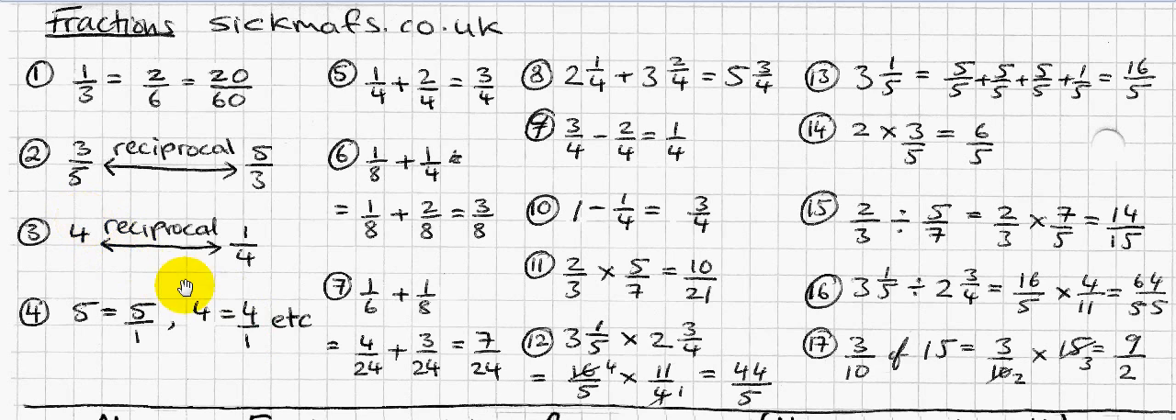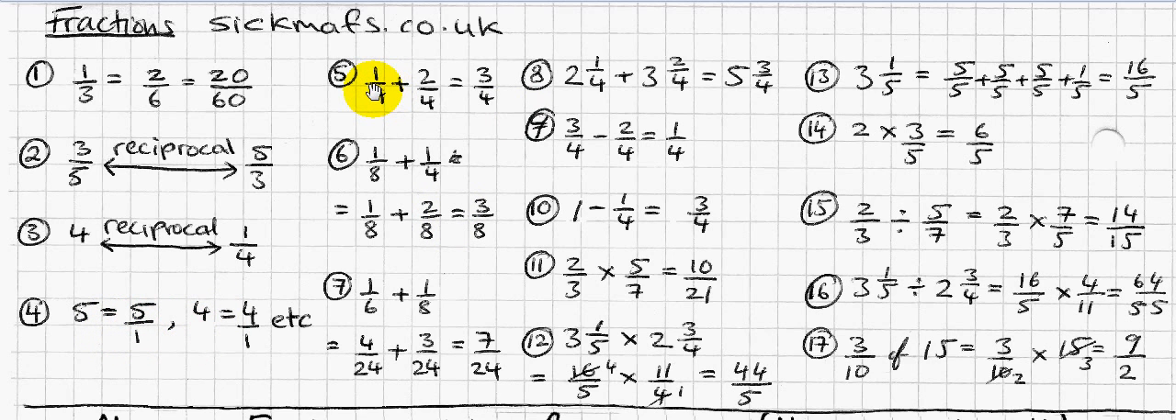So 4 is the same as 4/1. And if you flip 4/1 upside down, you get 1/4. So that's the reciprocal of that, and that's the reciprocal of that. So, as I just said, any whole number can be put over 1, because dividing by 1 does nothing, so in reality it's the same as that. So that's that. Let's get to the next thing.